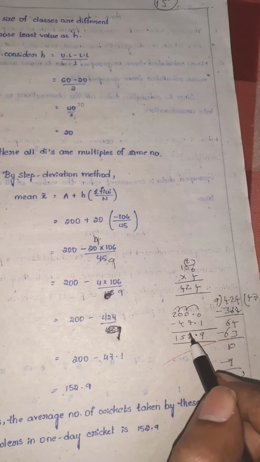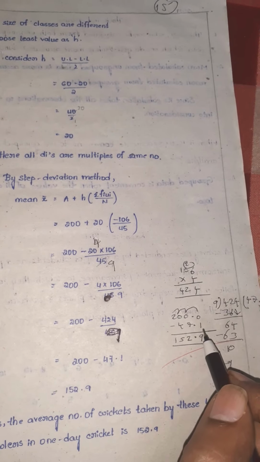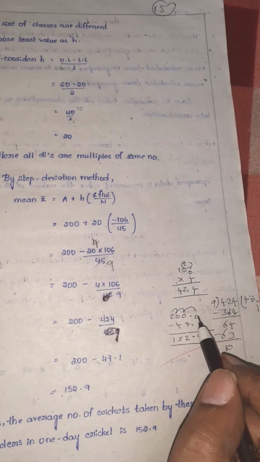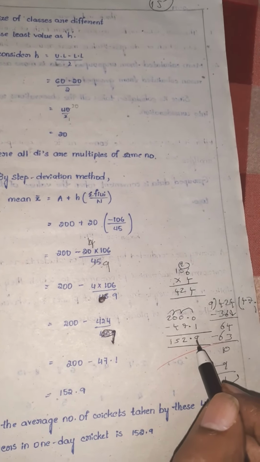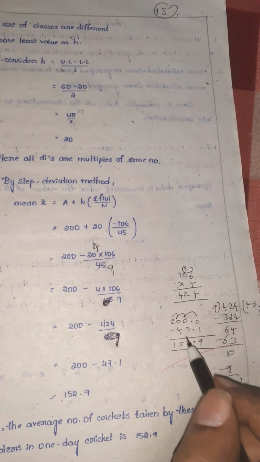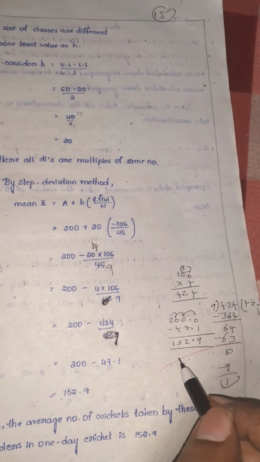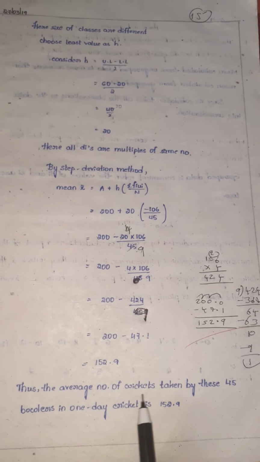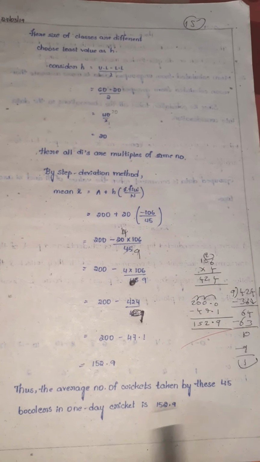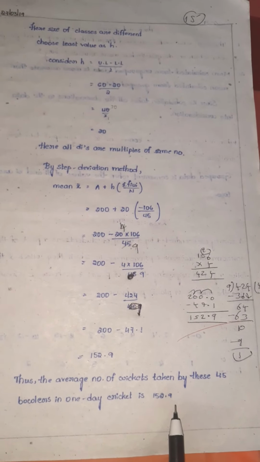So 200.0 minus 47.1. After the decimal one digit is there, that's why I have kept 0 here. If you take borrow, 10 minus 1 is 9, 9 minus 7 is 2, 9 minus 4 is 5. We have taken borrow, 2 will become 1. So 152.9. Thus the average number of wickets taken by these 45 bowlers in one day cricket is 152.9.